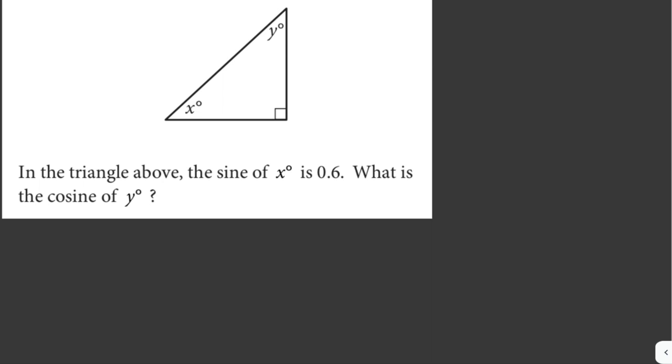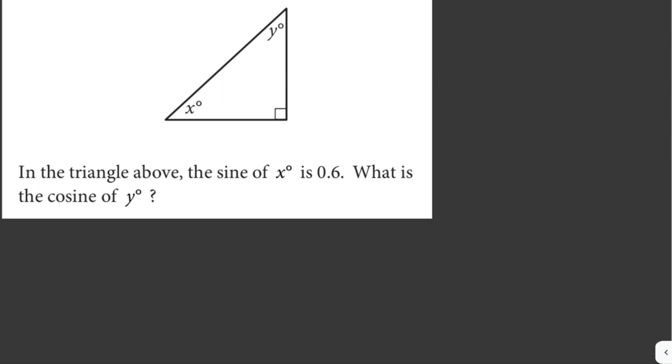In the triangle above, the sine of x degrees is 0.6. What is the cosine of y degrees? Actually, we can solve this in two ways.